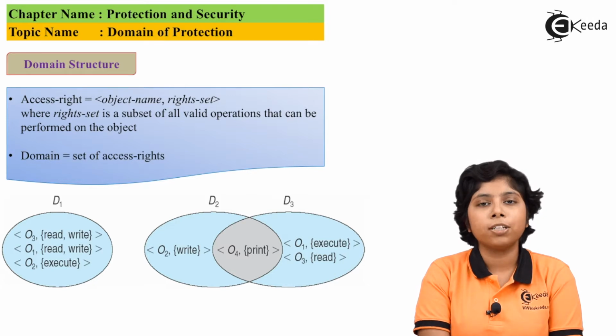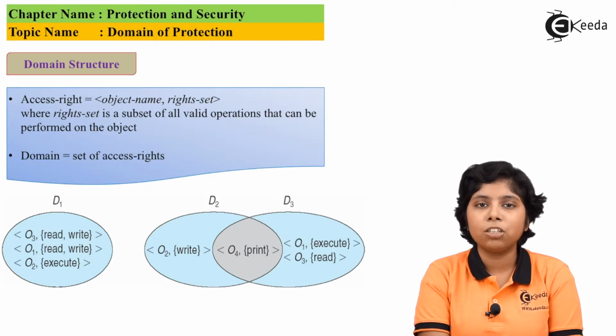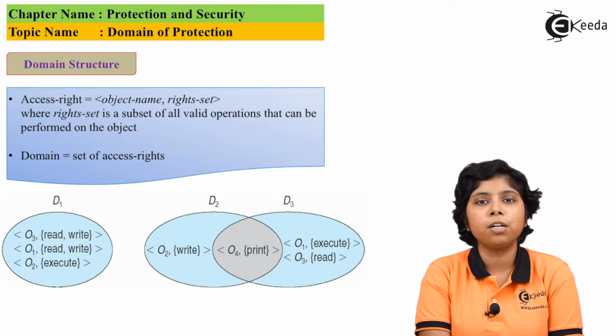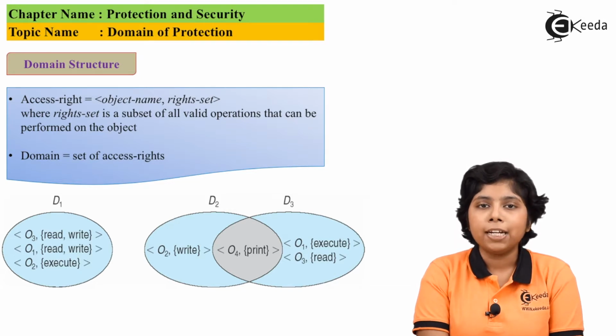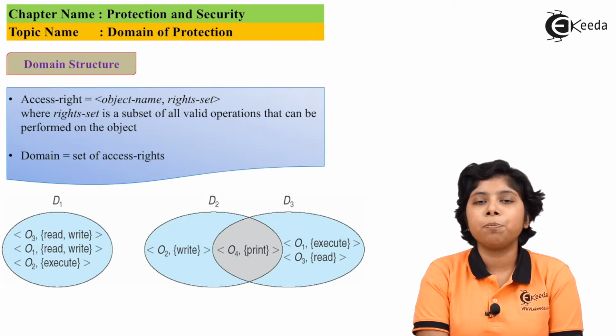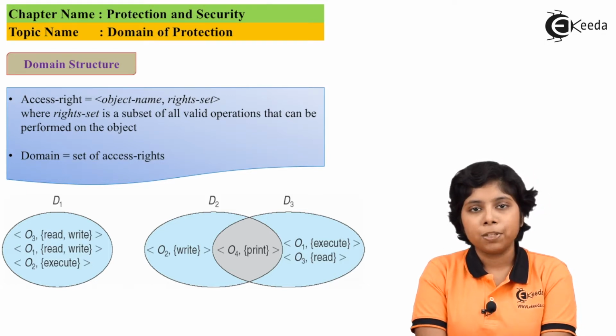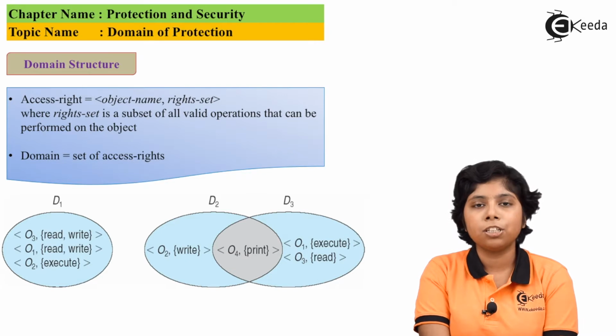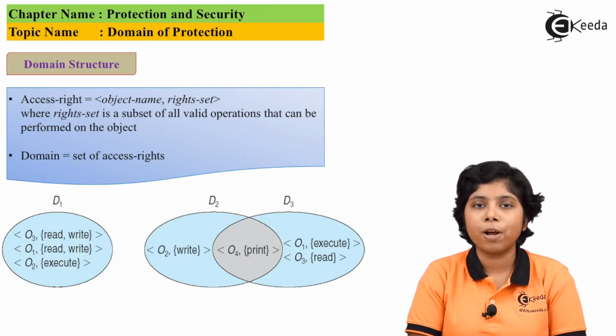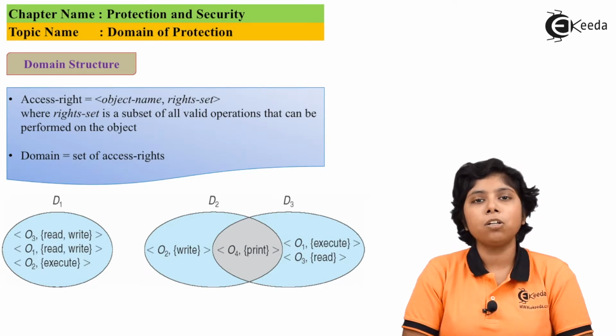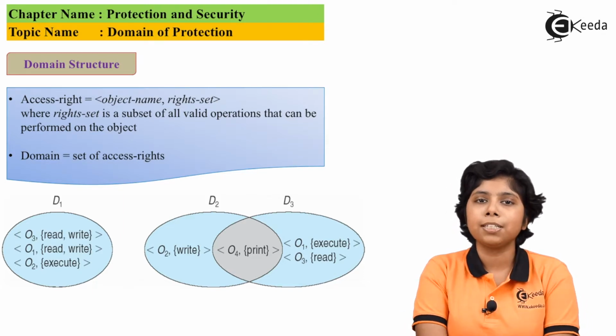If it is static, then we can say that the domain cannot be changed according to the need. So if a process needs to read an object in one phase and to write an object in another phase, for a static domain structure we need to give the access rights that are predetermined, and all the access rights for the process at once.